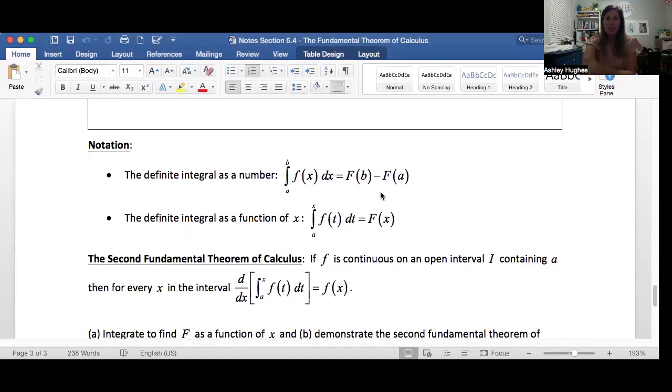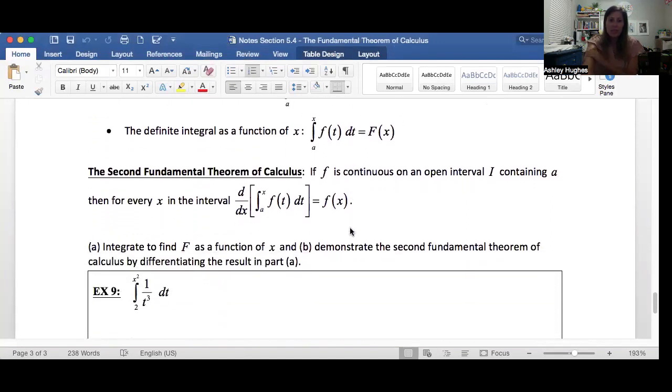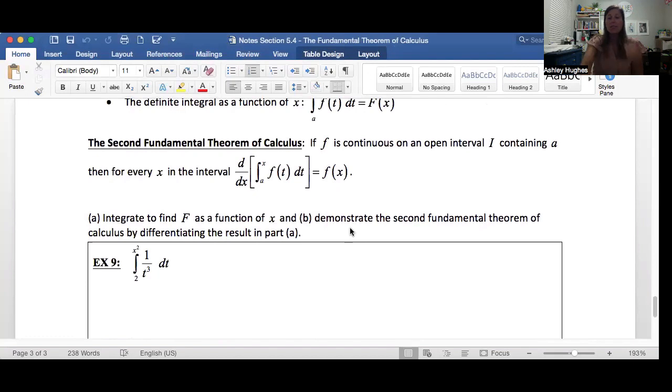This is talking about the definite integral again. The second fundamental theorem of calculus is a subset of the first, and this is special though. This is if I'm taking the derivative of an integral. These are inverse operations. It's like if I said, I want you to take the square root of something that you squared, what do you get back? X. It's kind of like that.